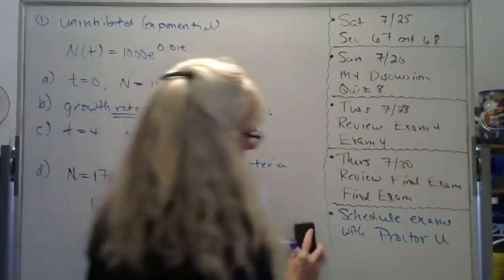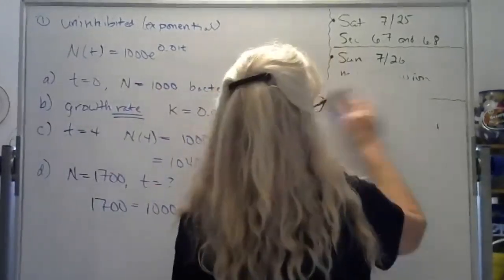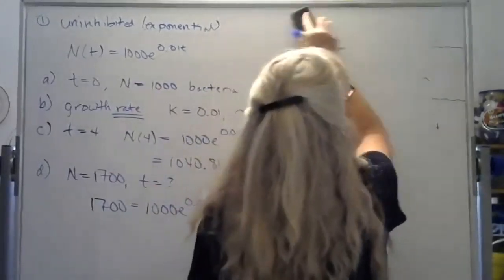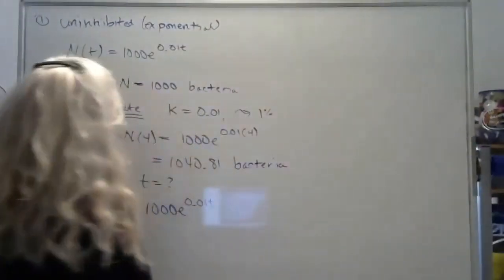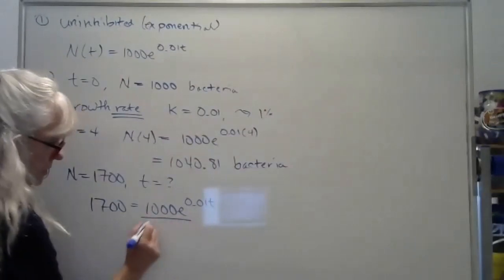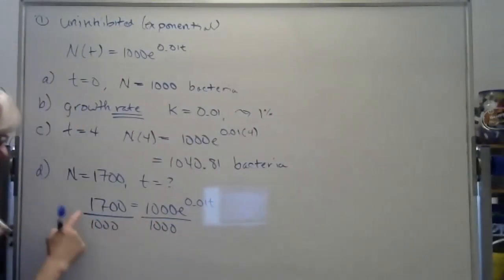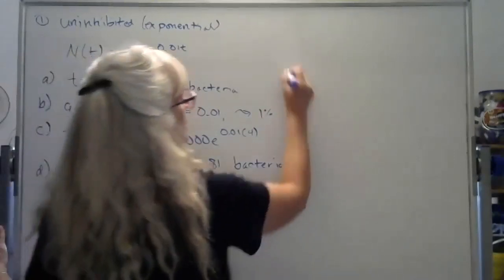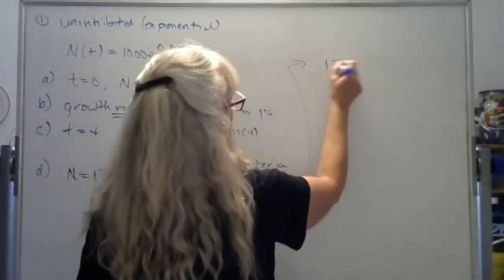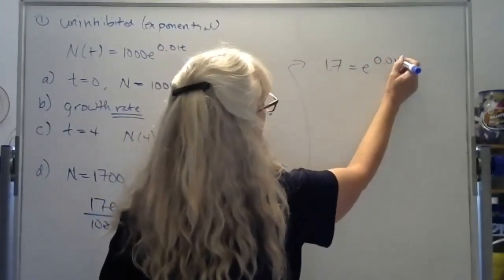Okay. So you're now doing the same thing we did yesterday. How do we solve this thing for t? What's my first step? Divide 1,000. Yep. So we're going to divide out 1,000. So 1,700 divided by 1,000 is going to be what? 17/10 or 1.7? So we'll have 1.7 equals e to the 0.01 t.